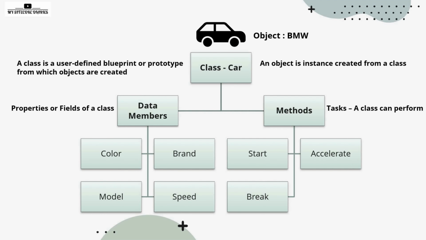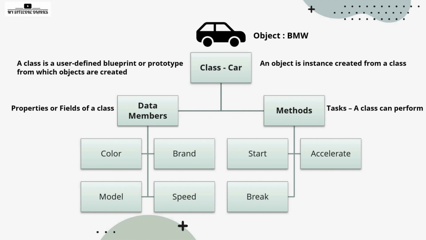And then what is a method? It is basically a task. What tasks a class can perform, those are methods. Now what can a car object perform? It may get started. You will start the car, then you have to accelerate the car, you have to brake, apply the brakes. So all those are the methods. Those are the tasks which are performed by the class.